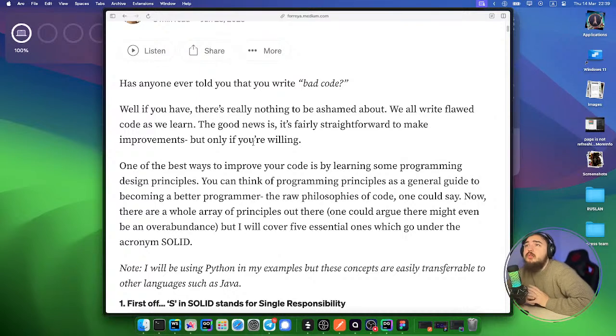Has anyone ever told you that you write bad code? Well, if you have, there is really nothing to be ashamed about. We all write flawed code as we learn. We learn all the time. We never stop learning. The good news is it's fairly straightforward to make improvements, but only if you are willing. One of the best ways to improve your code is by learning some programming design principles.